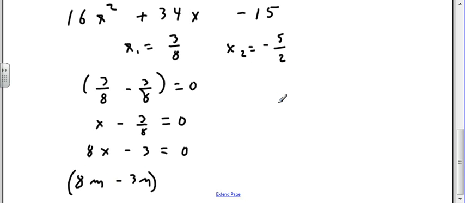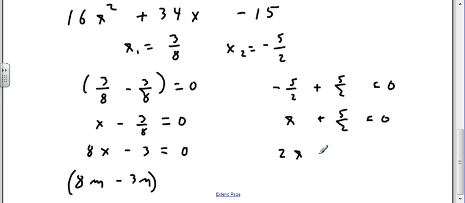I come over here and I say, well, when minus 5 over 2 plus something is equal to 0, well, that something has to be 5 over 2. So that's going to be in the form x plus 5 over 2 is equal to 0. So I've got 2x plus 5 has to be 0. That's my factor of my x squared guy. And then I apply it to what I've got here. That's going to be 2m plus 5n is going to be the factor on the other side. So that's how I go from having the root to getting the factor.